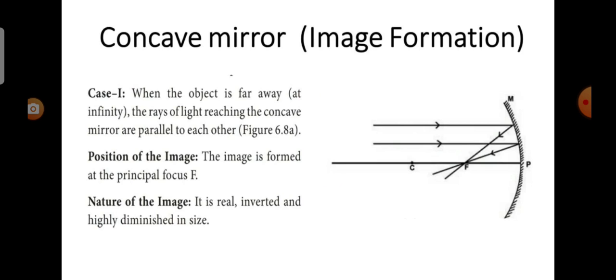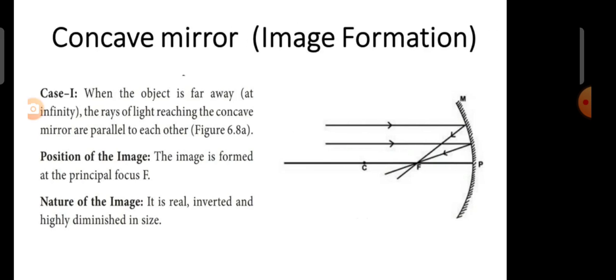Now we see about the concave mirror. We shall now find the position, size and the nature of image by drawing the ray diagram for a small linear object placed on the principal axis of a concave mirror at different positions. Now we see the first case, case 1. When the object is far away, the rays of light reaching the concave mirror are parallel to each other. Here the image is formed at the principal focus. Nature of the image is real, inverted and highly diminished.